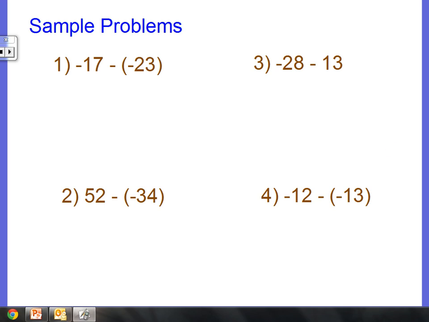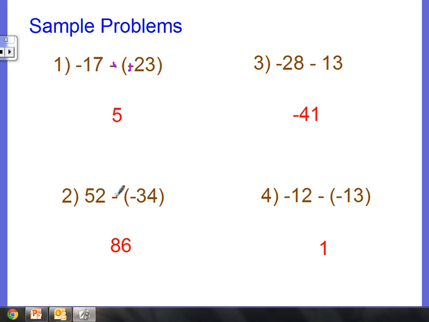Okay, let's take a look at these 4 problems. Number 1, we would change the subtraction to addition and the negative to a positive. So we're going to find the difference between 23 and 17. The difference is 5. 23 has a larger absolute value. Its sign is positive, so our answer is positive 5.